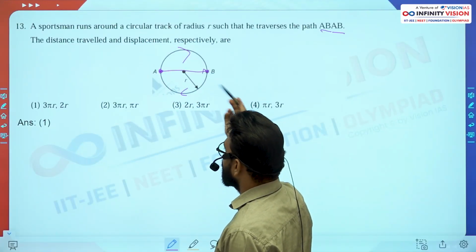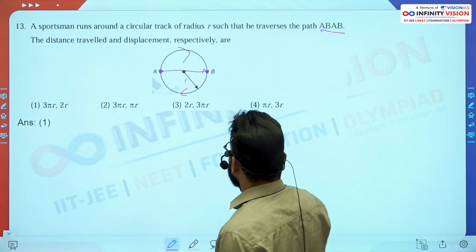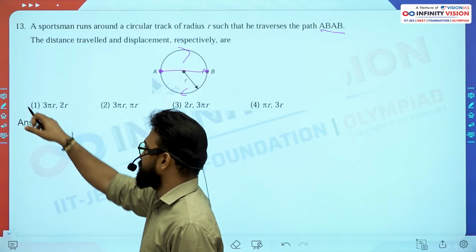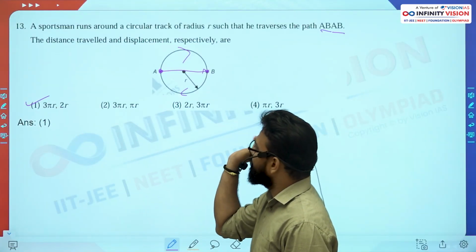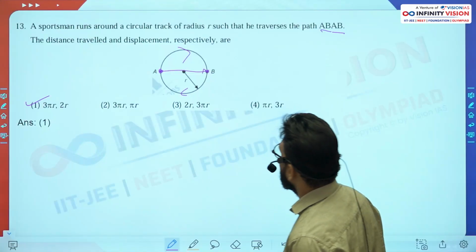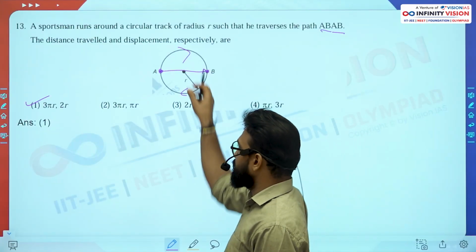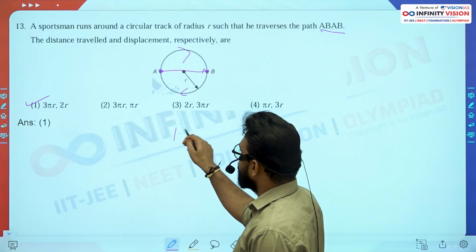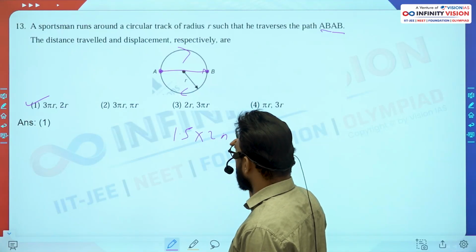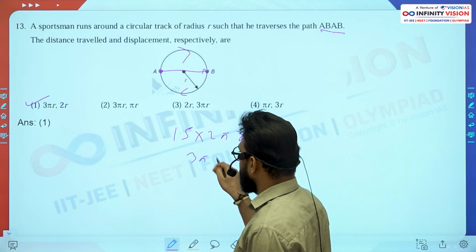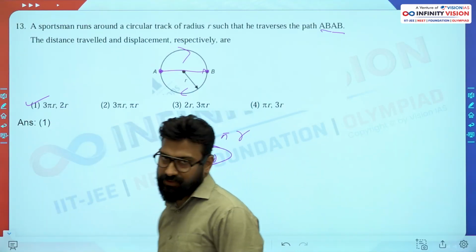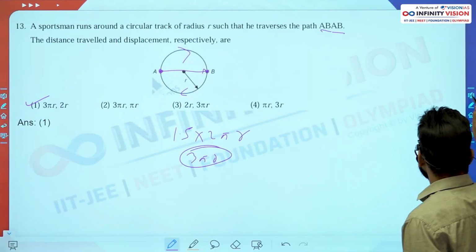So the displacement would be twice of r. Which option is correct? The first option is the only option where the displacement is twice of r. And the distance would be 1.5 revolutions of 2 pi r, which is 3 pi r. So the first option is the correct option.